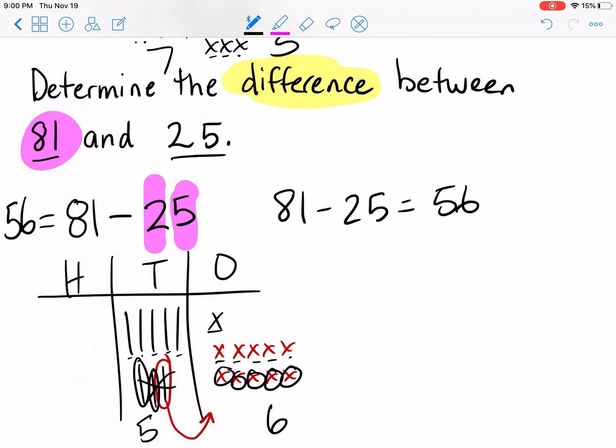Both are equivalent. They both mean the same thing. They're just written a little bit differently. The equal sign can go on either side of your equation. So I wanted to show you all that as well.